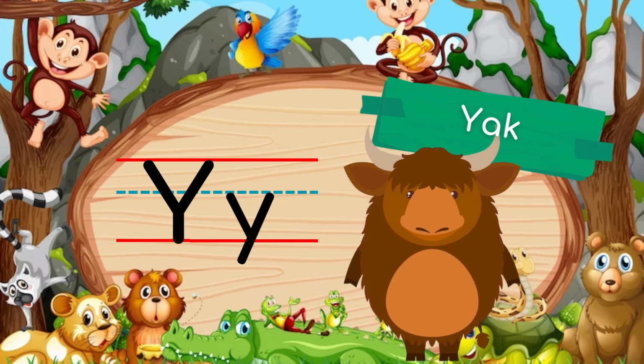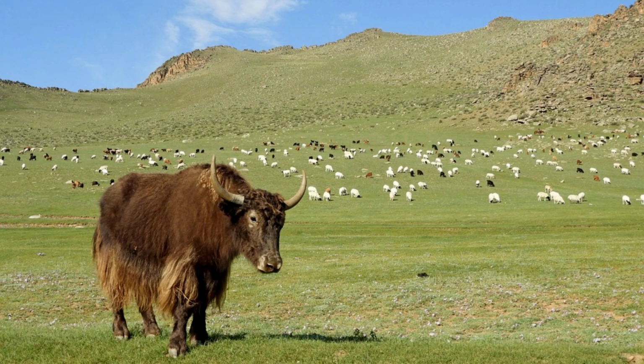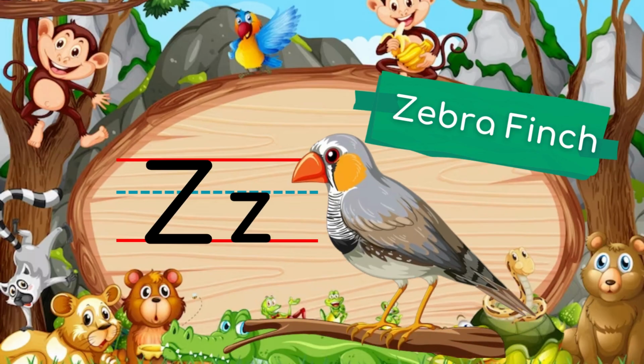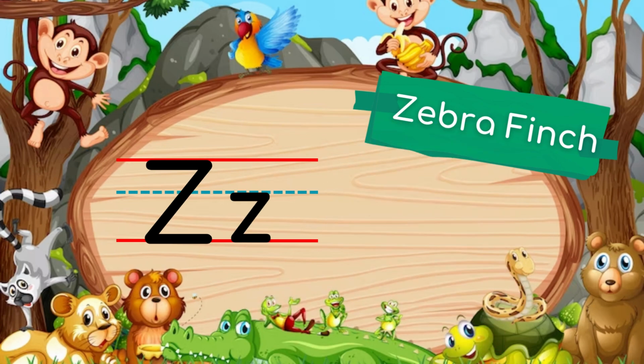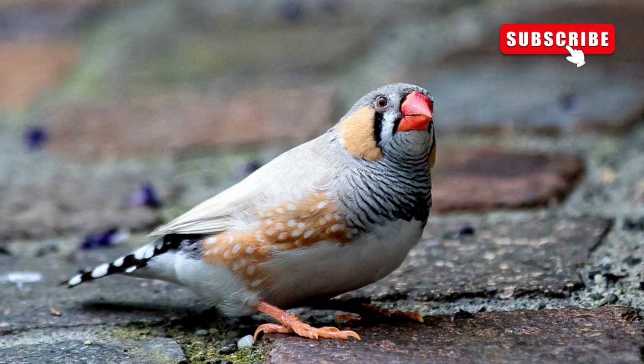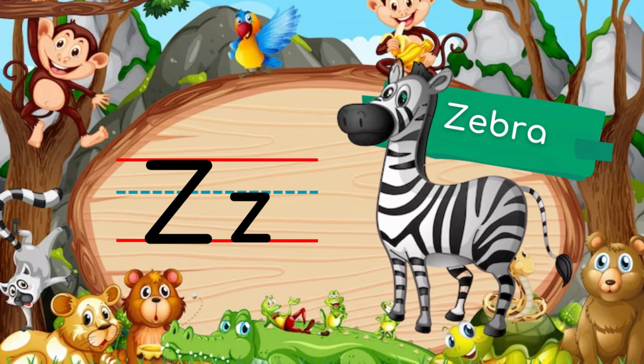Y for yak. All around the mulberry bush, the monkey chased the weasel. The monkey thought it was all in good fun. Pop goes the weasel. Z for zebra finch. That's the way the money goes. Pop goes the weasel. Z for zebra.